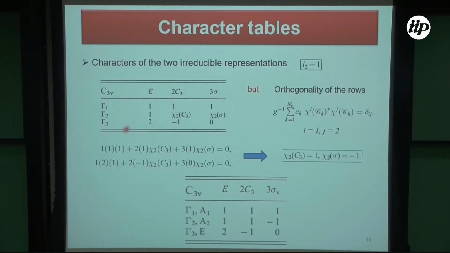And I know that the character of the identity is always 1 or 2, depending on the dimension. So this is my character table. That's the way the character tables are constructed, okay? Of course, this gets more and more complicated, all right?